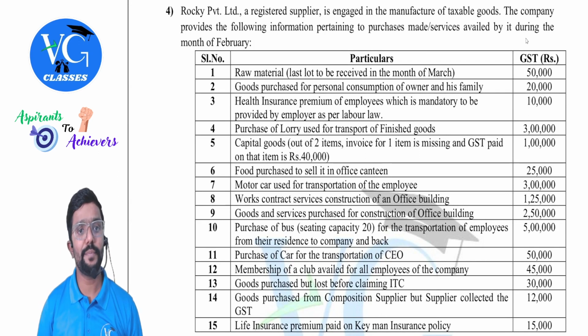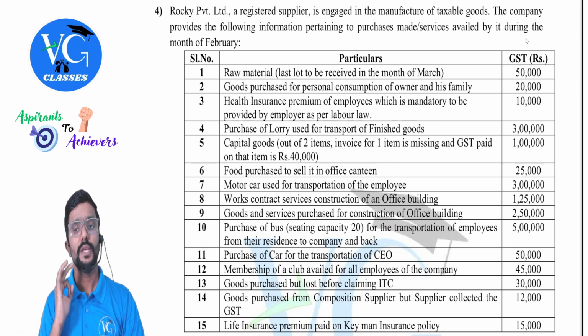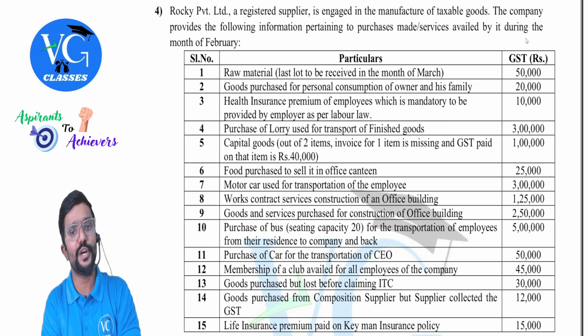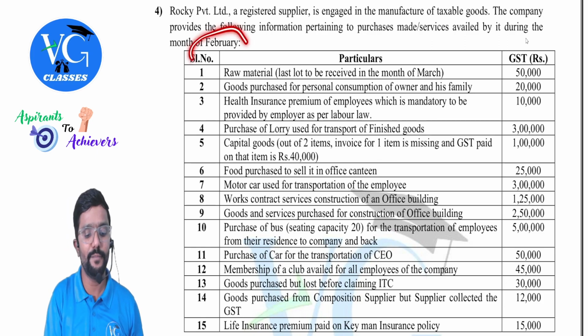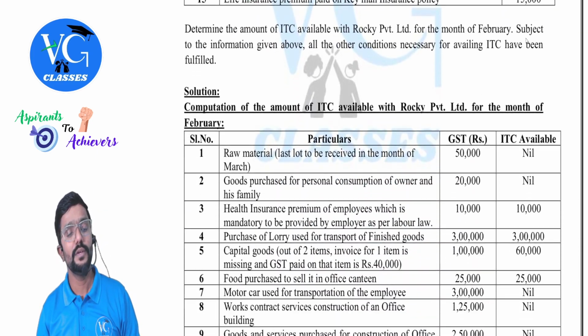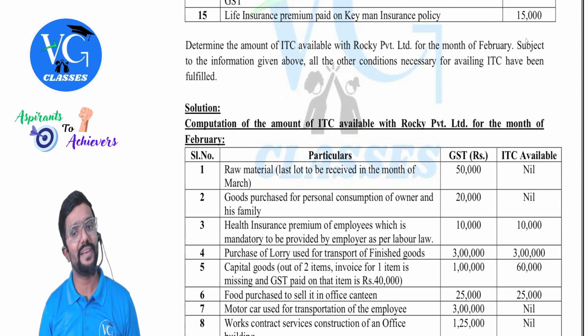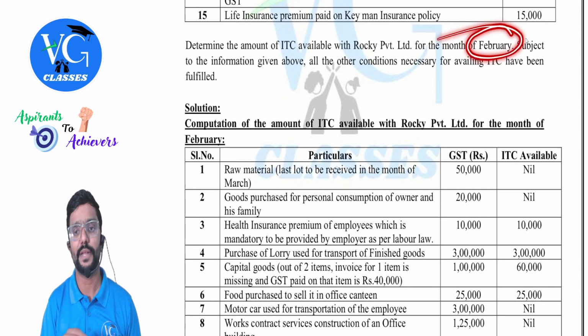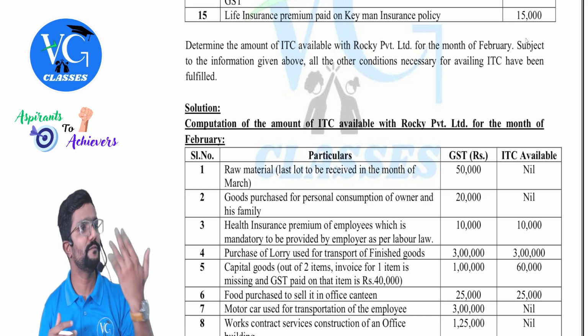Okay. Rocky Private Limited, a registered supplier, is engaged in the manufacture of taxable goods. Okay, outward supply is taxable. The company provides the following information pertaining to the purchases made, services availed by it during the month of February. So all the data is given for February, guys. What is the requirement? Determine the amount of ITC available with Rocky Private Limited for the month of February. Subject to the information given above, all other conditions necessary for availing the ITC have been fulfilled.